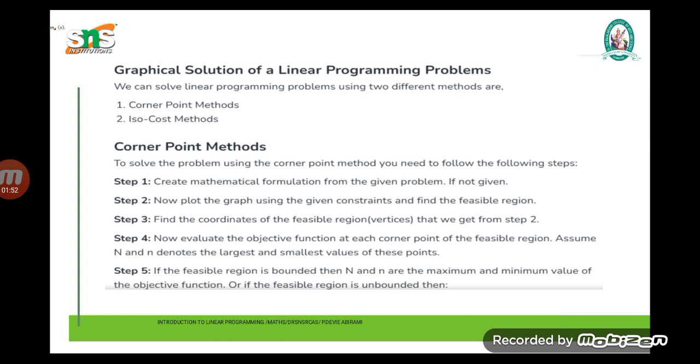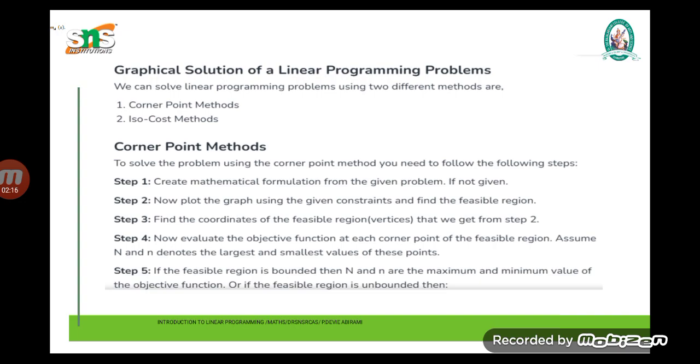Graphical solution of a linear programming problem. We can solve a linear programming problem using two different methods. They are the corner points method and the iso cost method. In this video, I have posted the corner point method, and in my upcoming video, I will post the iso cost method. For corner points, we have an algorithm.